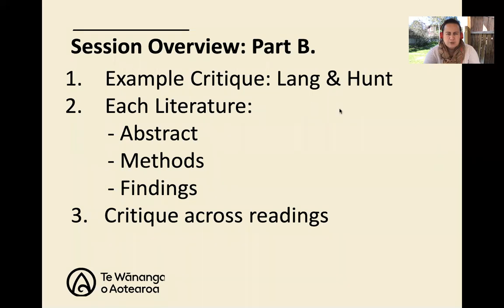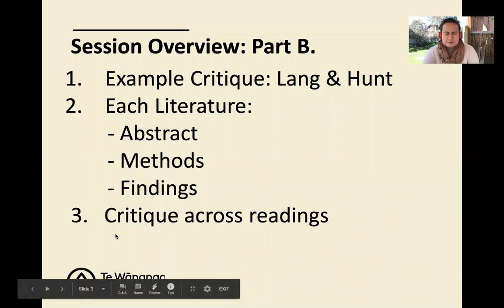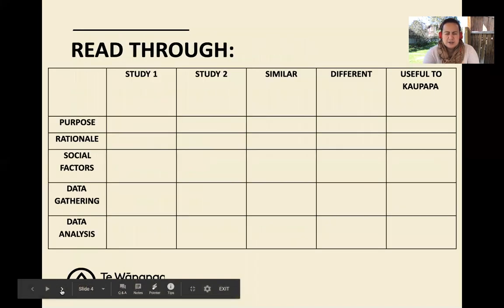So the overview for today is we're going to do an example of creating a critique, and it's Lang and Hunt. Those are the two that I identified in part A, but we may just focus on one. In each literature, we're going to again look at the abstract, the methods, the findings, exactly what we talked about at the end of part A, and then how do we critique across the readings. So this one here is a really useful table. We'll start with this.